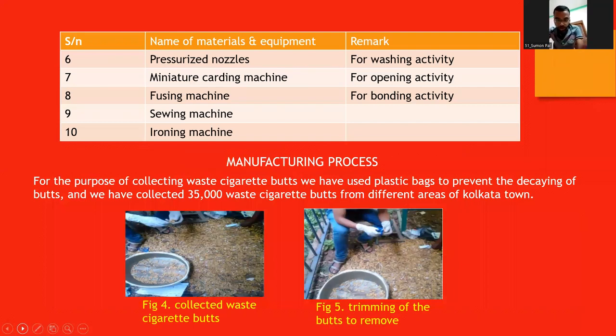Manufacturing process. For this purpose, waste cigarette butts are collected from different areas of the city. The pictures shown in the PPT are of the collected waste cigarette butts and trimming of the butts to remove impurities. Next slide.